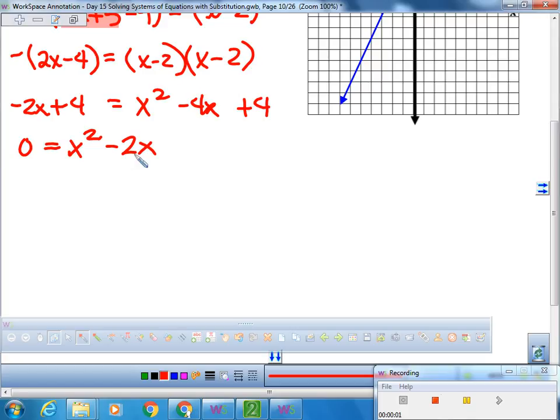And we'll go back and look at it. So my two solutions, what do I do with this? You could complete the square. You don't need to because you pull out an x and you get x times x minus 2 equals 0. So x equals 0 and x equals 2. Easier? Yes.